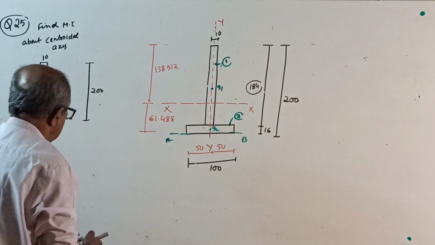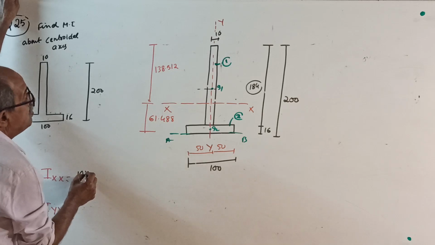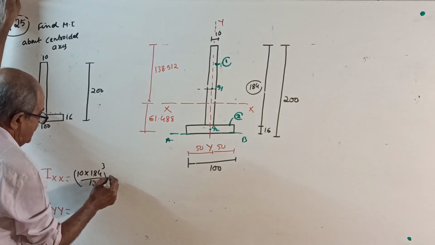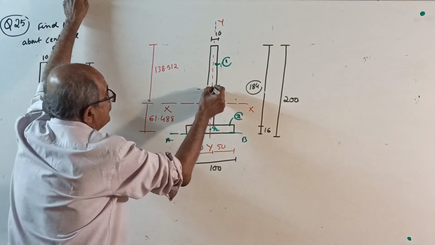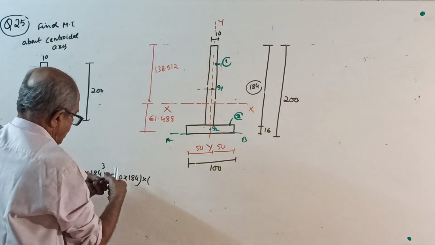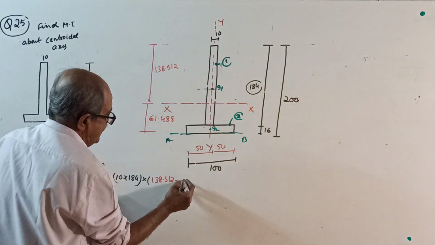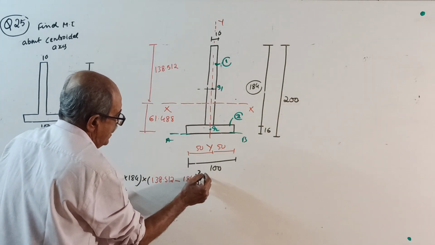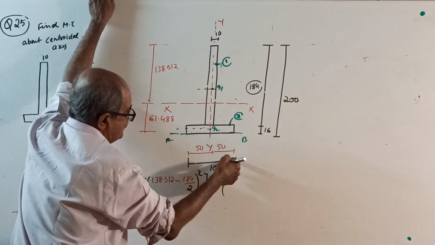Okay, start. Figure 1. I about its own axis: 10 into 184 cube divided by 12 is Ig, plus 10 into 184, the area, into the distance from centroid to XX, squared. This is 138.512 in red color. 138.512 subtract half of 184, that is 184 by 2, whole square.